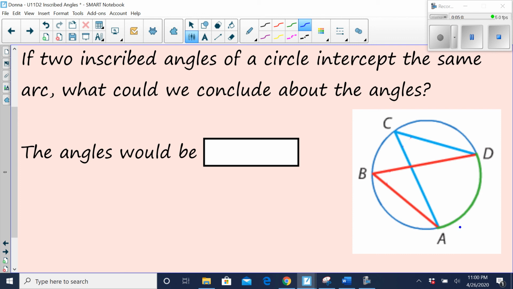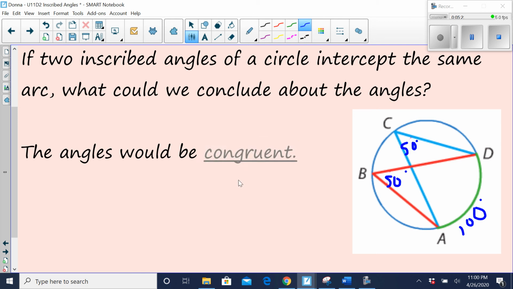Well, what if I put a measure here for you? What if I told you that this arc measured 100? What would be the measure of angle C? I take the arc and divide by 2 and I get 50 here. What would be the measure of angle B? Angle B also opens up to the 100, so that angle would have to be 50. So we're going to say if they open up to the same arc, the angles have to be congruent to each other. So angles that open to the same arc are congruent.